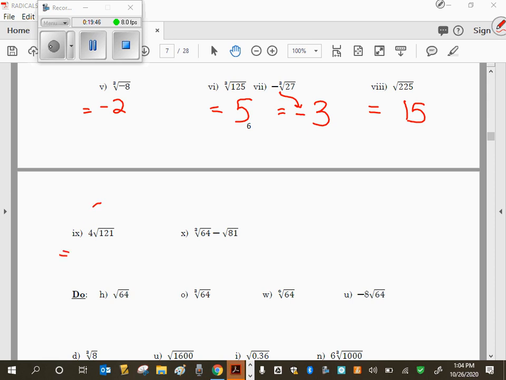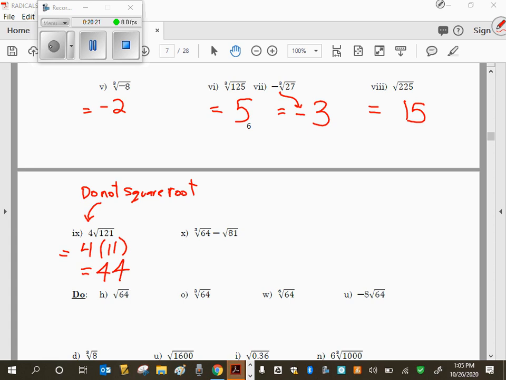This one, do not square root the 4. You only square root the 4 if it's the square root of 4. Okay, this is just 4. 4 does not equal 2. 4 equals 4. Square root of 121 equals 11. 4 times 11 equals 44.